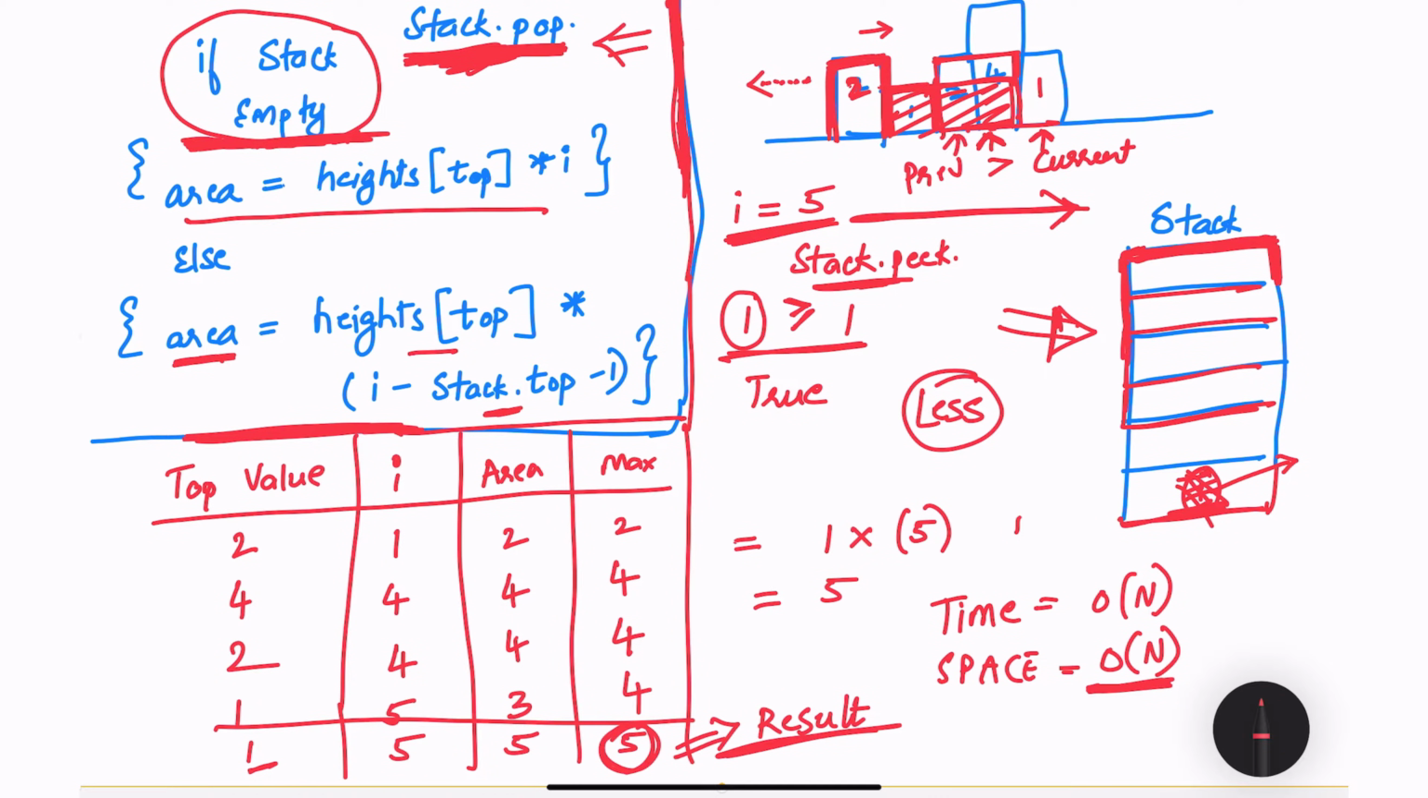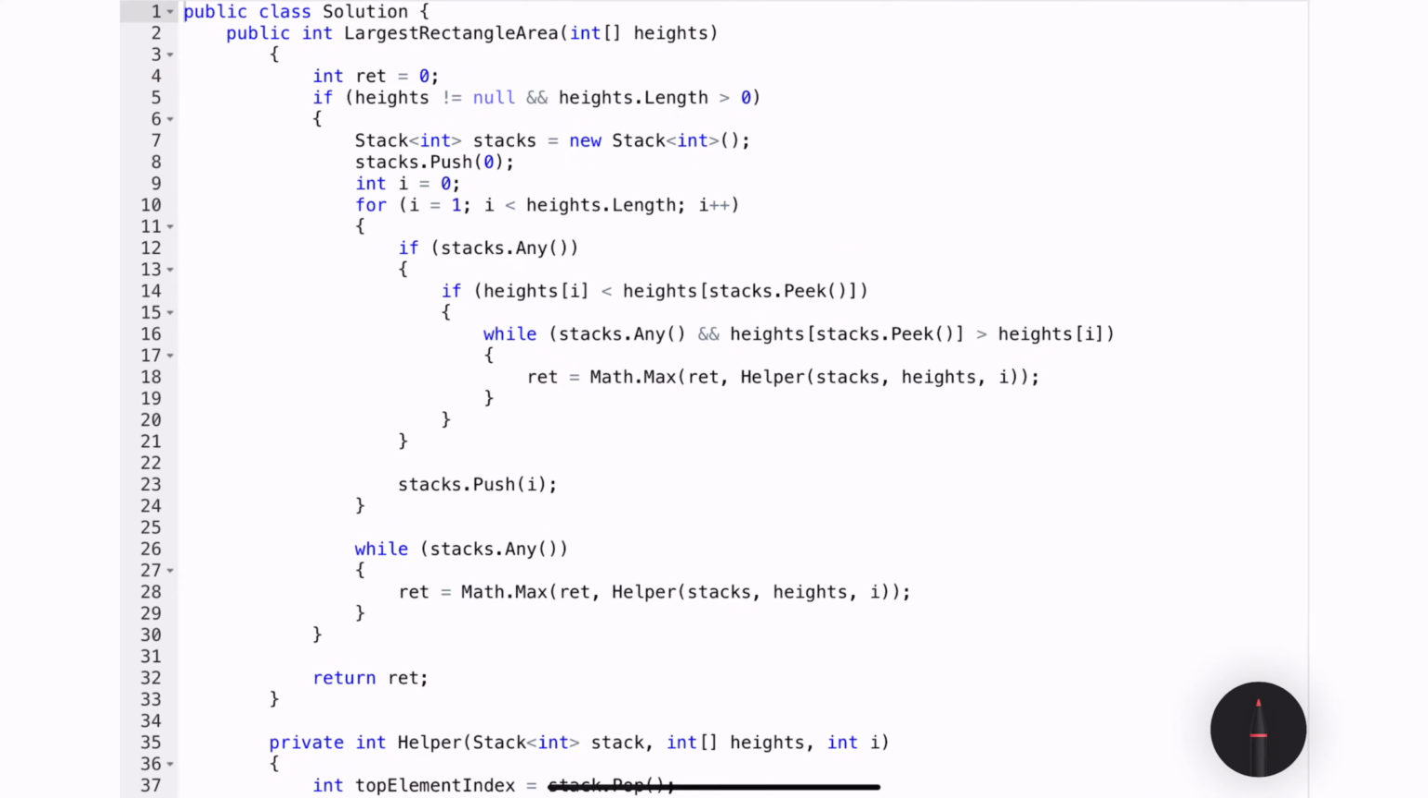Let me show you how this same solution can be implemented using C#. Here is my solution in C#. In the main method, I start by initializing a return variable which will hold the maximum area of the histogram. Then I have a validation to check if the heights array is not null and the length is greater than 0. The next step is where I create the stack of type int and push the index 0, because I will be starting with that, and that is definitely going to be inserted.